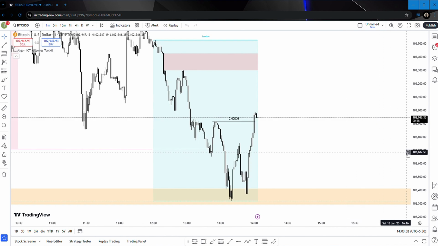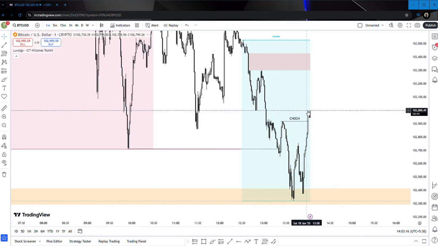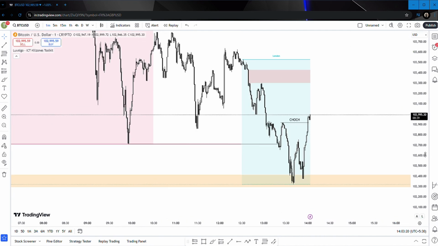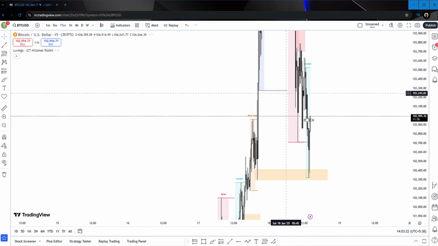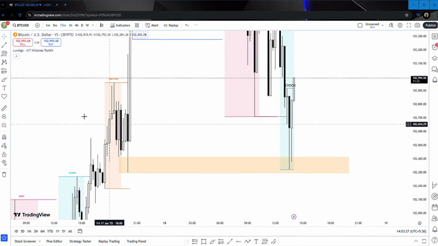So here I have mapped the structure of Bitcoin in the 15-minute time frame, as I already discussed earlier. Now I'm going to take the direct entry or the confirmation entry that I'm talking about. What are the things you have to look into for the confirmation? Basically, first of all, you have to identify a valid OB in the 15-minute time frame, and this is the full OB.